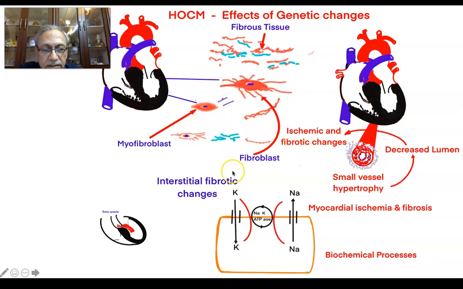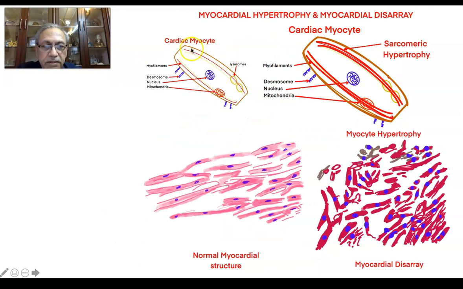Now, these processes are also associated with increased ATPase activity, which results in hypercontractility, and this is one of the biochemical processes which increases the ventricular contraction, and in fact the force of contraction of the myocardium. The basic process with which we are all familiar is the cardiac myocyte hypertrophy. So there is increased thickness of the sarcomeres, which occurs in more than 60% of the cases.